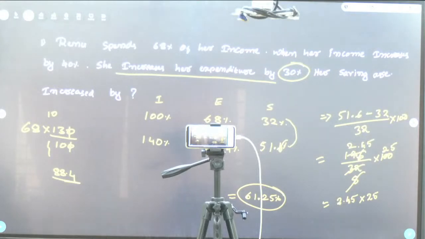Next, write down the question. If each side of a rectangle is increased by 12%, then by what percent will its area increase?